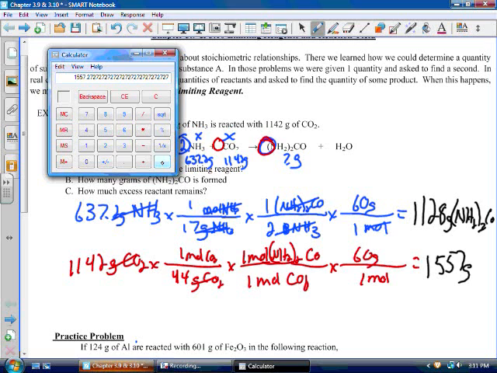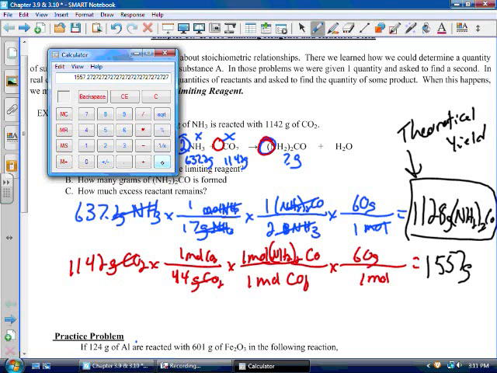Since we've solved both problems now, this is the lowest answer. Therefore, we call this our theoretical yield. What a theoretical yield is saying is, in a perfect world, if I did that reaction with these quantities, this is theoretically how much I should be able to produce. Since the ammonia gave me that answer, that is the lowest answer of the two, and that's why we chose that one. You always choose the lowest answer. Since ammonia gave me that answer, we say that ammonia is our limiting reactant.